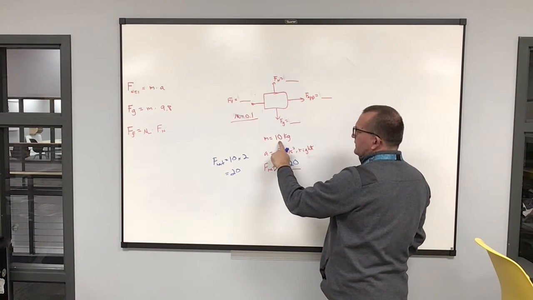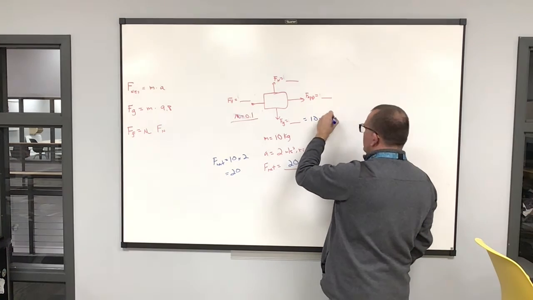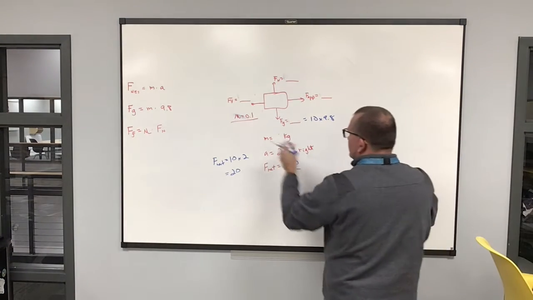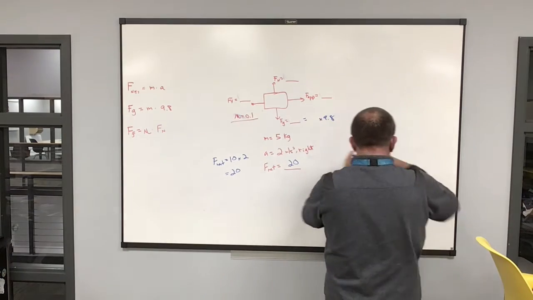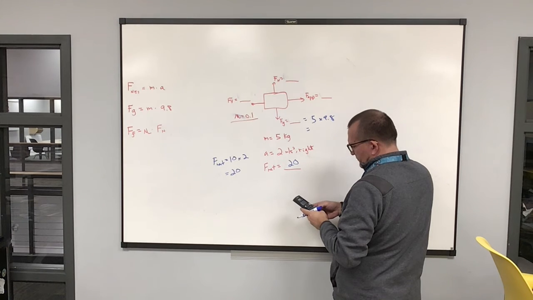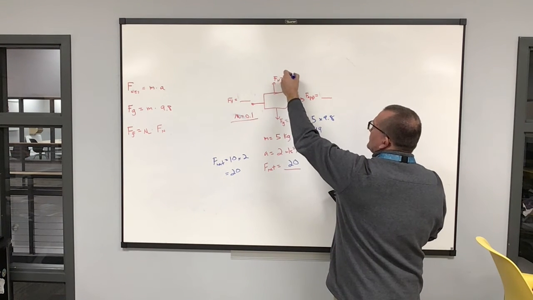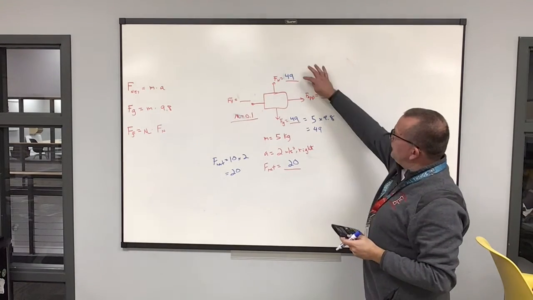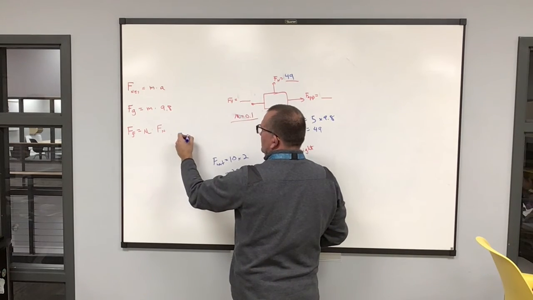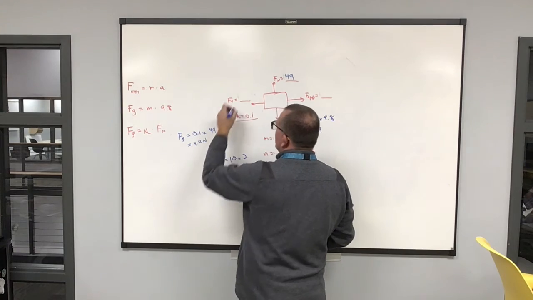So let's look at Fg is mass times 9.8. So it's not 10, it's 5. I'm sorry. This is 5 times 9.8. 5 times 9.8 is 49 newtons, which means my normal force is 49 newtons. Once I know my normal force, I can find friction, because friction is mu times normal force. My mu is 0.1, my normal force is 49. My force of friction is 4.9.